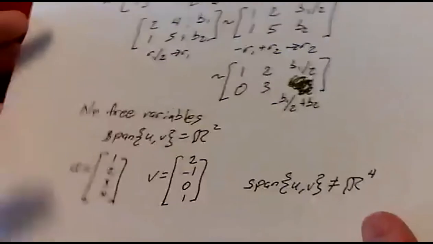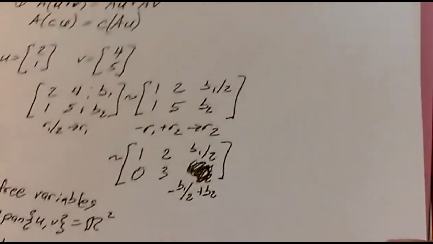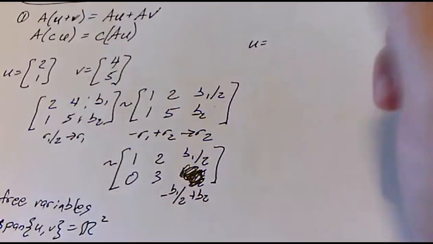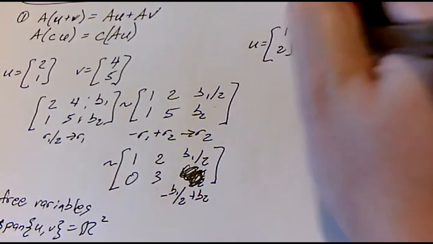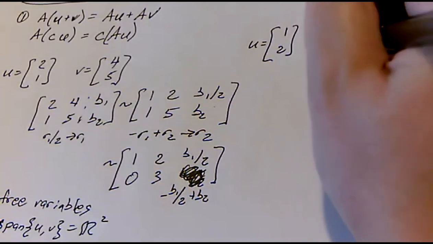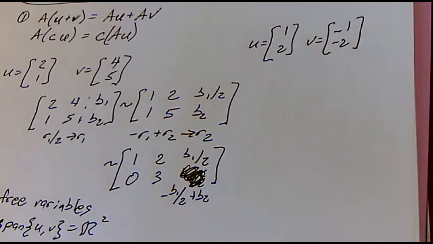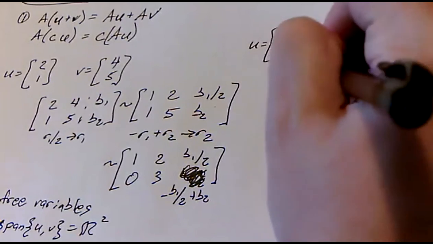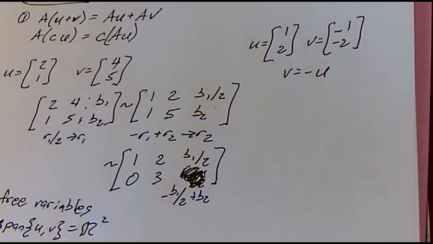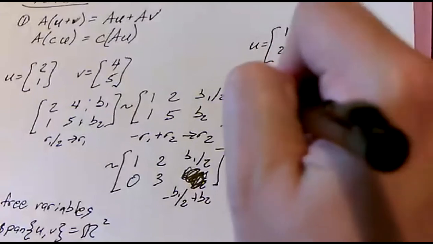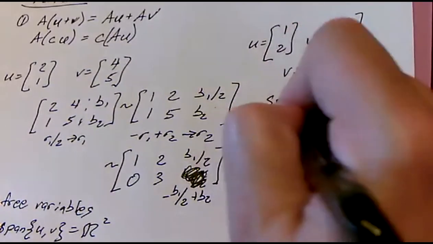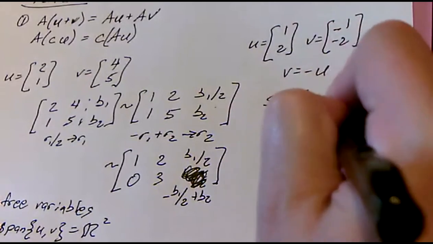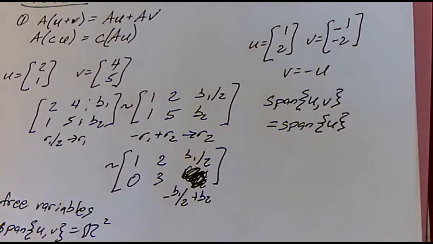So if I take another set of U and V, similar to what I did in the last section, if I have U as 1, 2, and V as negative 1, negative 2, well now V is actually a multiple of U. It's just negative U. So the span of U and V is actually the same as the span of just the vector U, because it doesn't cover anything additional, right?